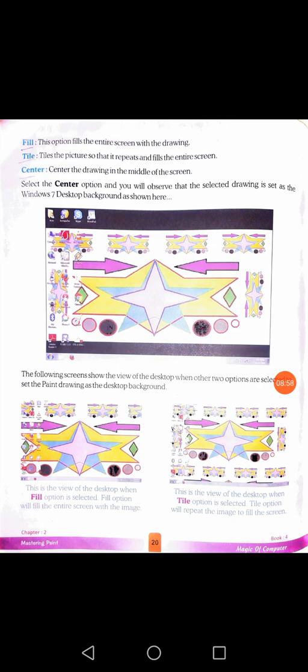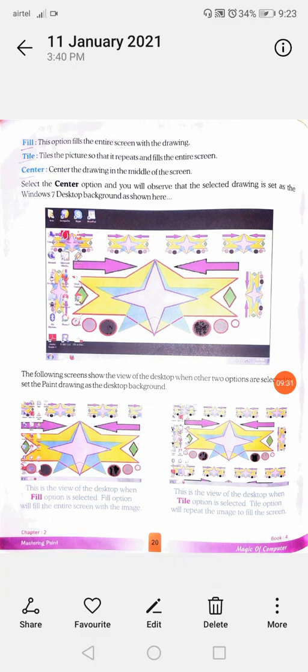So these three options we have seen. In your book you can already see three pictures. So students, start the Paint program and draw this beautiful picture. You can see in the previous lecture we have the steps in the book for drawing this 5-star drawing. So all of you open your computer and draw this 5-star and use all the options: fill, tile and center.